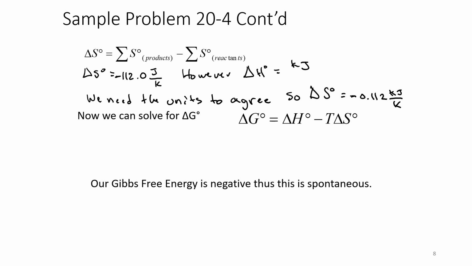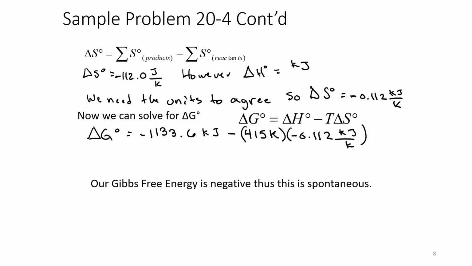The reason that we did that is now we're going to plug that into our Gibbs-Helmholtz equation, where I've got my delta G is equal to our delta H. Our delta H we found to be negative 1133.6 kilojoules. And then we have minus our temperature, which is 415 Kelvin, times our delta S, which is negative 0.112 kilojoules per Kelvin.